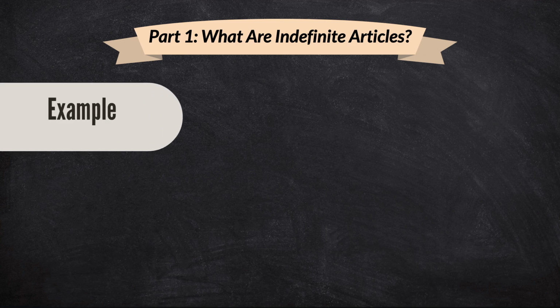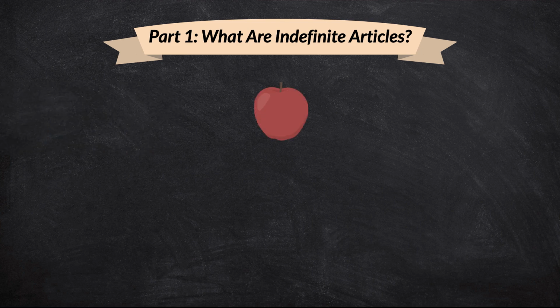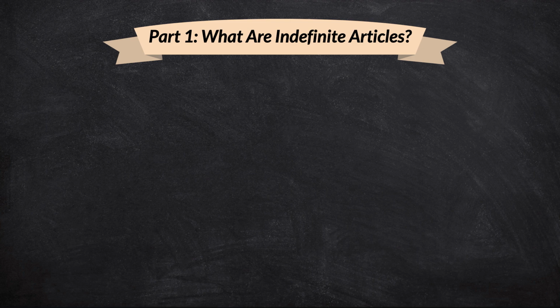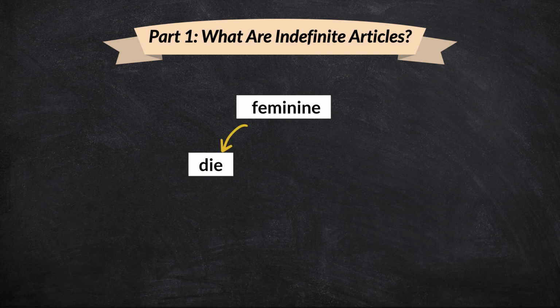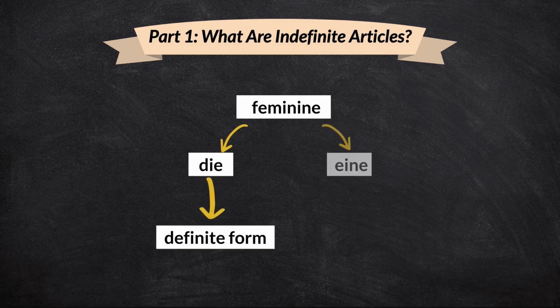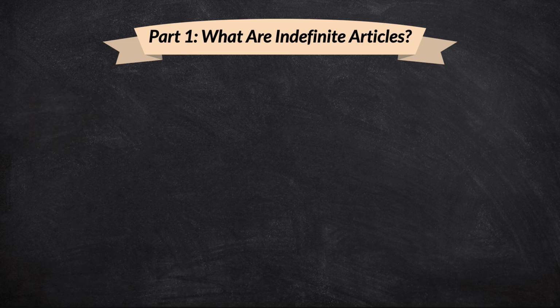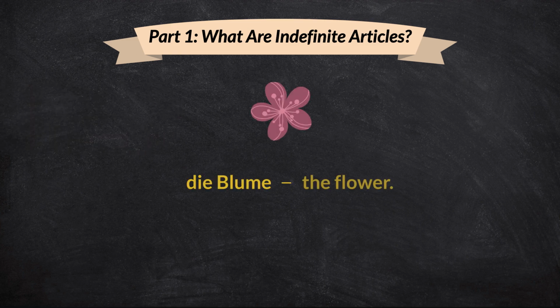Let me give you an example. We say der Apfel for the apple. Now change it to an apple. So we say ein Apfel. So der becomes ein. If the noun is feminine, it takes die in the definite form and eine in the indefinite form. For example, die Blume means the flower. If you want to say a flower, you say eine Blume.